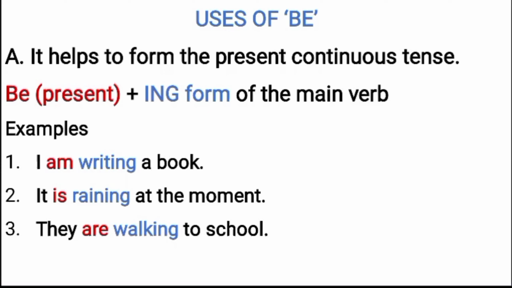Example 2. It is raining at the moment. Example 3. They are walking to school. In both example 2 and 3, we can see that the subjects are in agreement with the auxiliary verbs. In example 2, the subject it agrees with the auxiliary verb is, and in example 3 likewise, the subject they agrees with the auxiliary verb are.